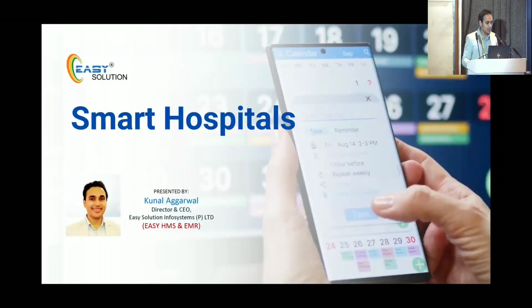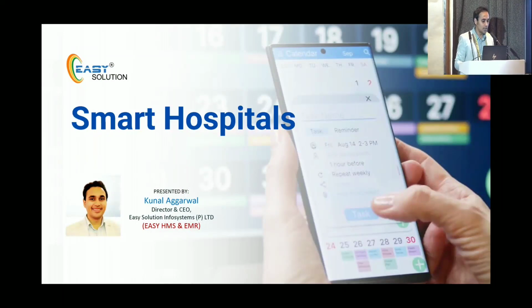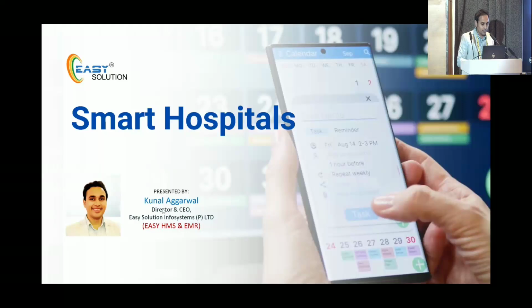So I will be talking on smart hospitals. My name is Kunal Agarwal. I'm running an IT company called Easy Solution, and we are dealing in hospital management systems. So when we talk about the smart, so what things?